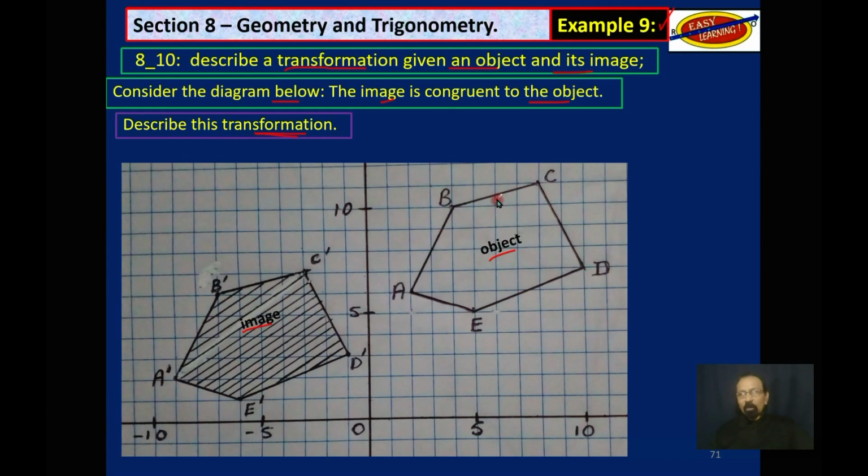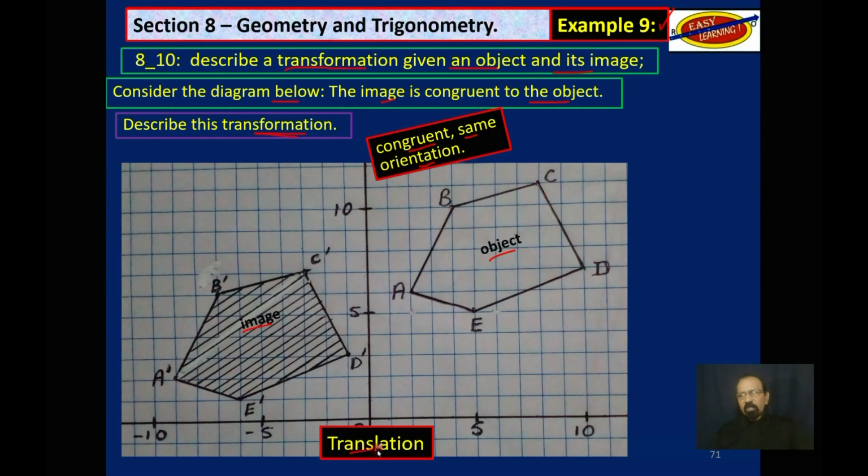Well, this looks like a translation. No mirror image, nothing turned around. It's congruent, same orientation. So we can comfortably say translation. Everything here was moved that way. So we need to say how much did it move. So let's take 2 corresponding points. You could take any 2. I am using C and C prime. You could use B and B prime or any other 2.